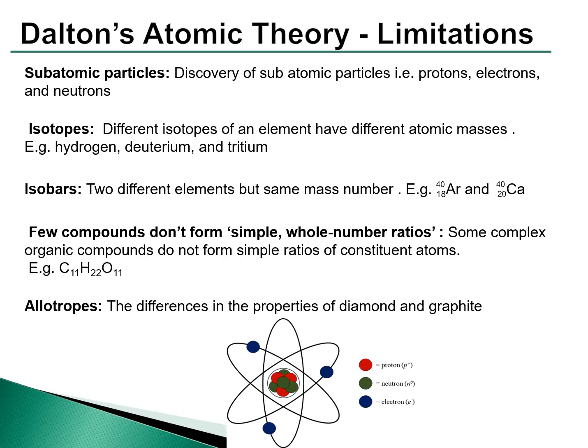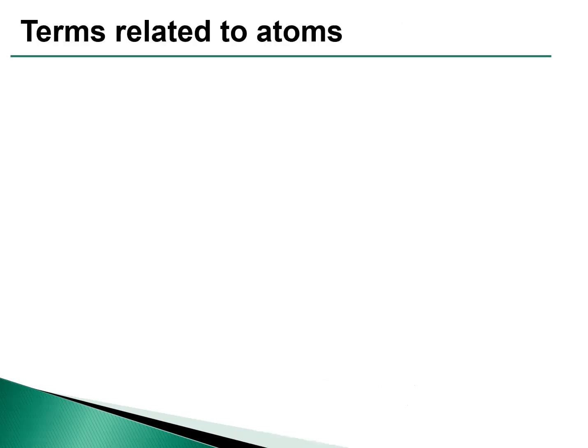Allotropes are substances which are formed of the same element but differ in their physical properties. Thus, atoms of the same element might not have identical properties. For example, carbon has several allotropes such as graphite and diamond, which differ in physical properties such as structure, bonds, boiling point, melting point, etc.